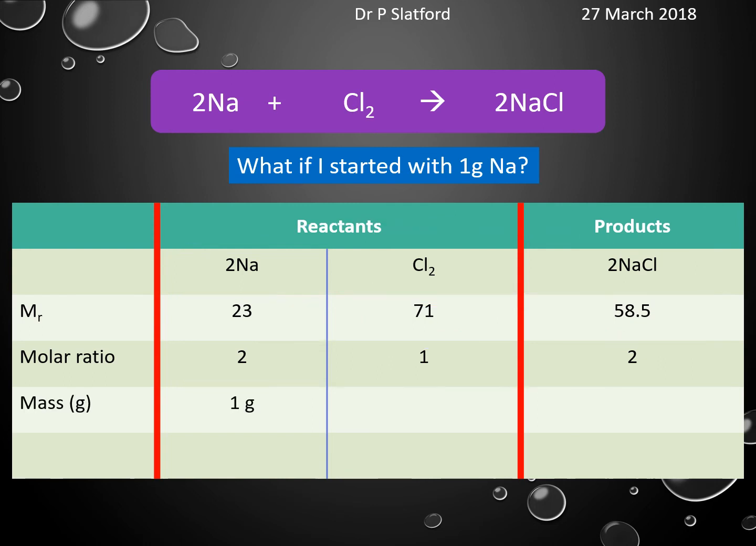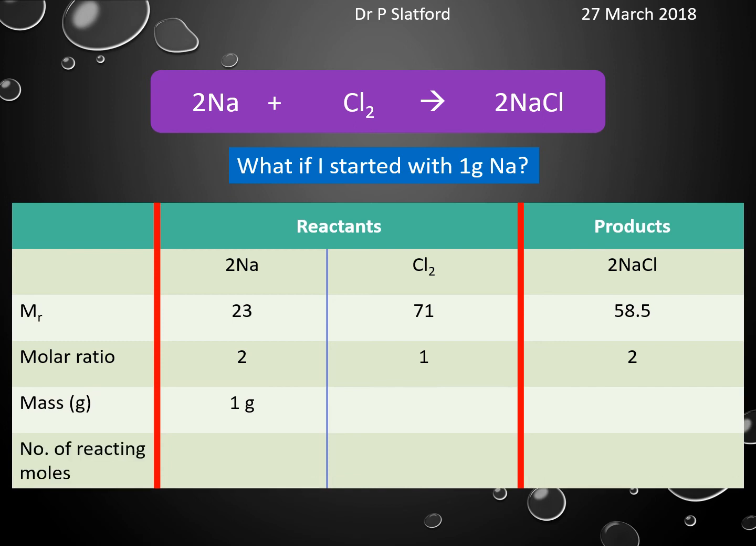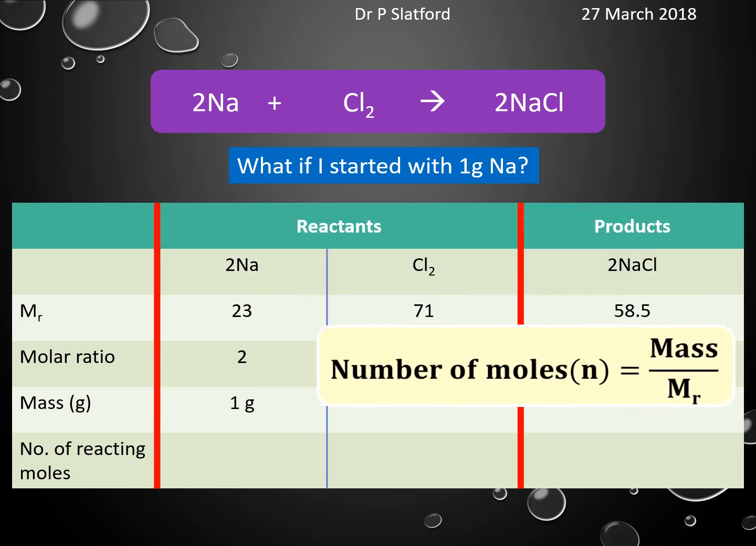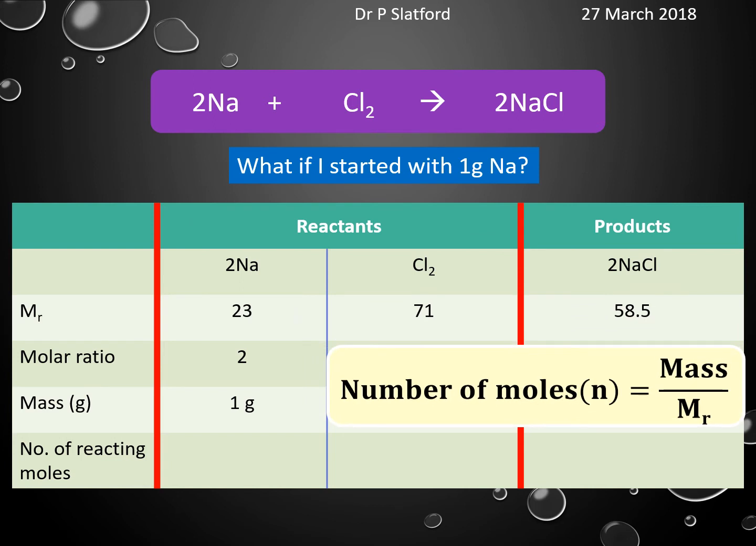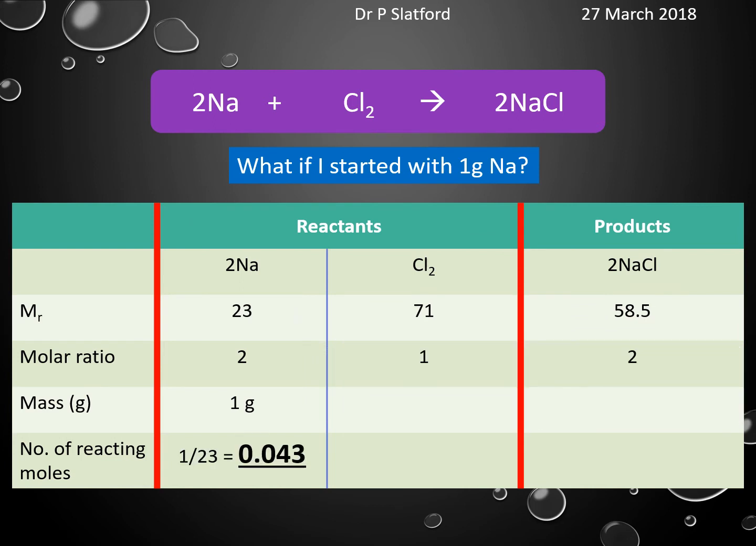But this time I'm starting with 1 gram of sodium, and I can work out what the number of moles is for that. And the number of moles is the mass divided by the relative formula mass. And in this case, that's 1 divided by 23. So I've got 0.043 moles of sodium reacting here.